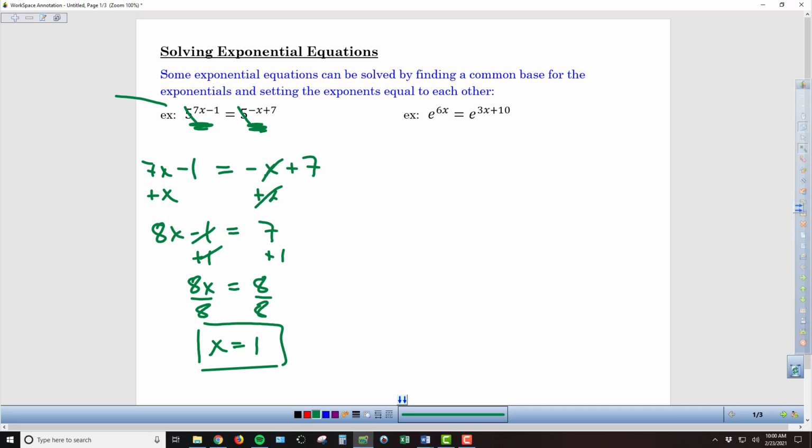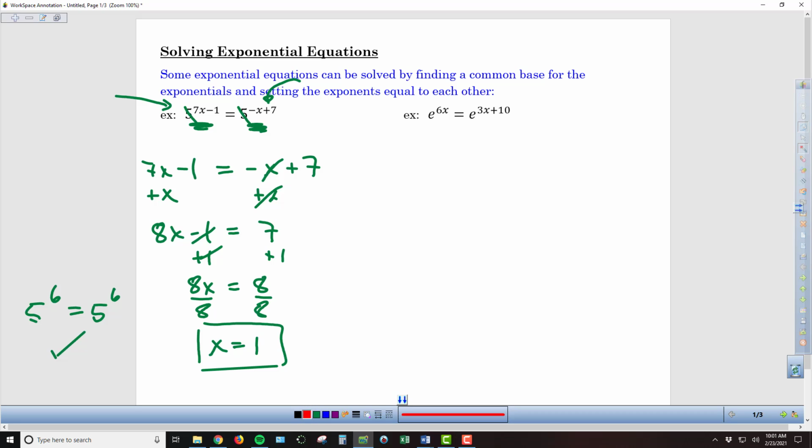If we plug in 1 for x on the left, we're going to get 5 to the 7 times 1 is 7, minus 1 is 6. And on the other side, if we plug in 1 for x, negative 1 plus 7 is also 6. So we can see that our answer of x equals 1 works.